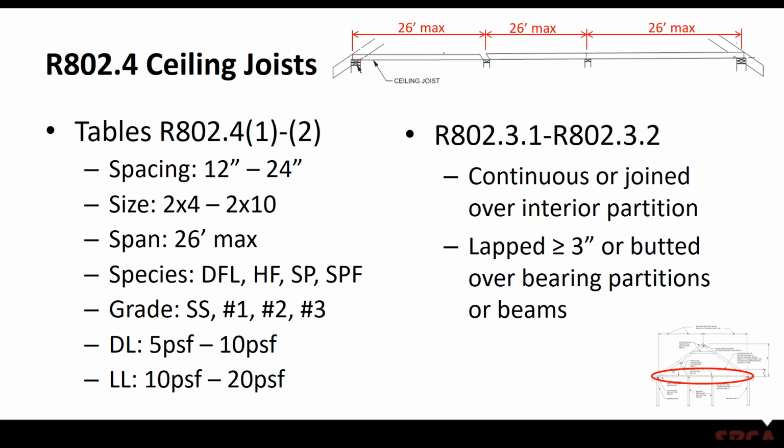Jumping ahead a little bit, but R802.3 talks about, again, if that ceiling joist is used to help remove the thrust from the rafter, then it has to be either continuous or joined over any interior partitions, and that requires being lapped either at least 3 inches or butted over the bearing partition or beam, and then attached together with some type of a plate, metal or wood.